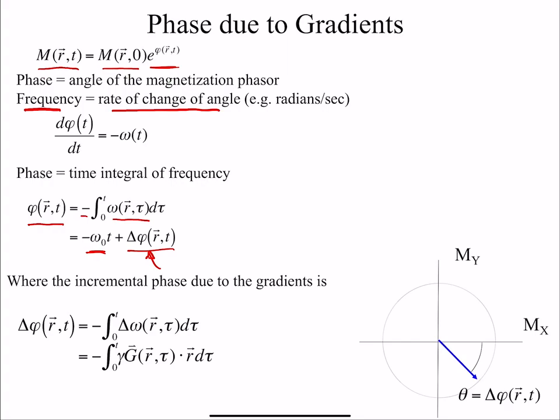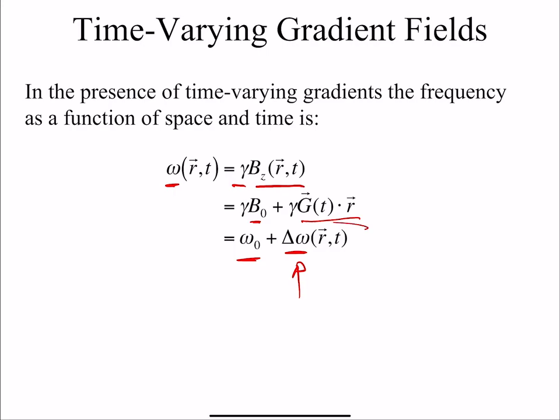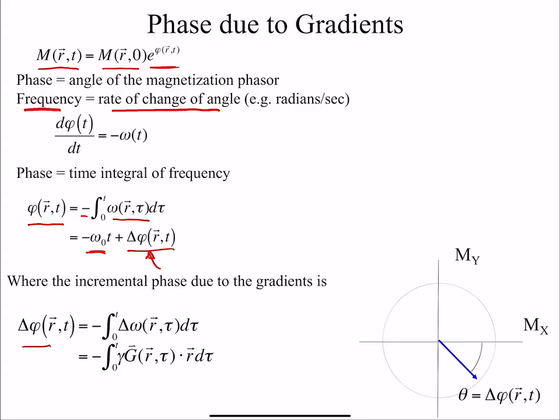All right. So then we just plug in. We have delta phi is equal to minus this delta omega, where delta omega was defined back here. This is where delta omega was defined, and so we just plug in for that. So that's just gamma g dot r integrated over time. So what we have now is, if I know what the gradients are in space and time, then I just integrate it, and that will tell me the phase at every point in space and time.